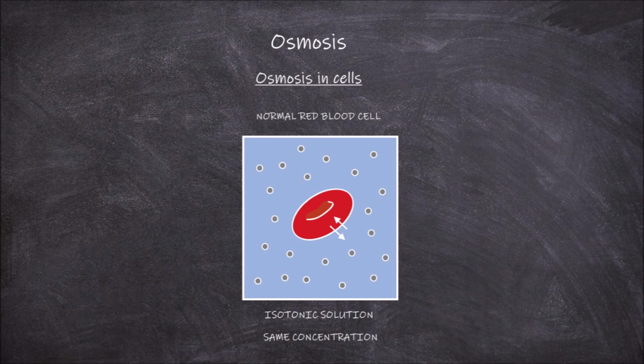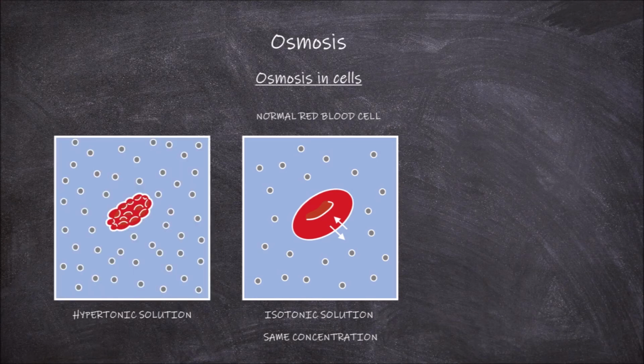But what would happen if the solution outside the cell was hypertonic, in other words, more concentrated with solute than inside the red blood cell? In this scenario, the water inside the cell would move out of the cell, which would cause the red blood cell to shrink.